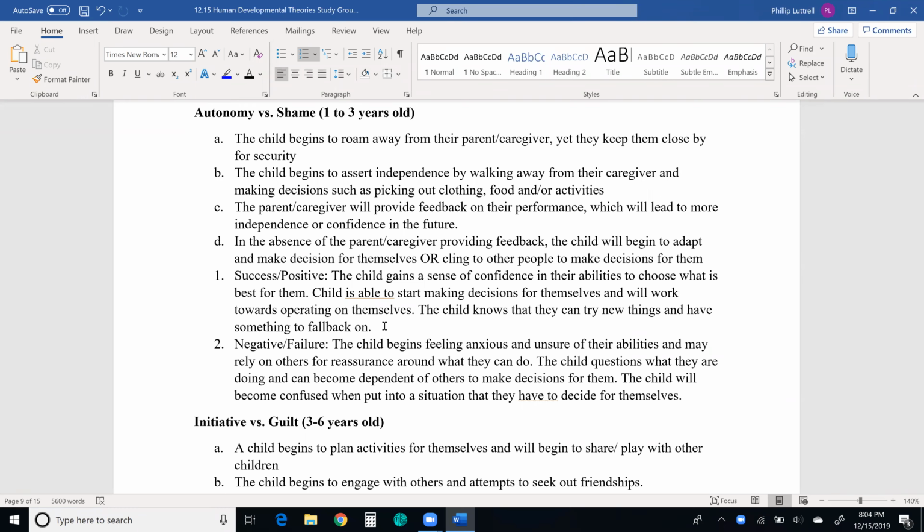So the child will become more confused when put into a situation where they have to decide for themselves. So if someone doesn't have the experience or exposure of making decisions for themselves, when they get that option, it's going to feel uncomfortable for them. And they're just going to chameleon themselves into the decision that other people tell them in some way.